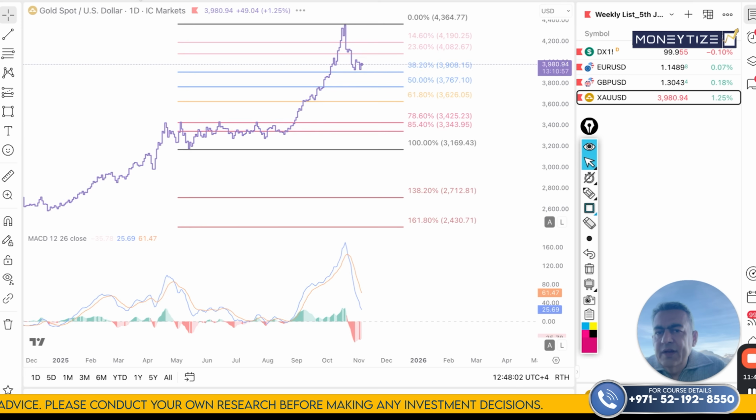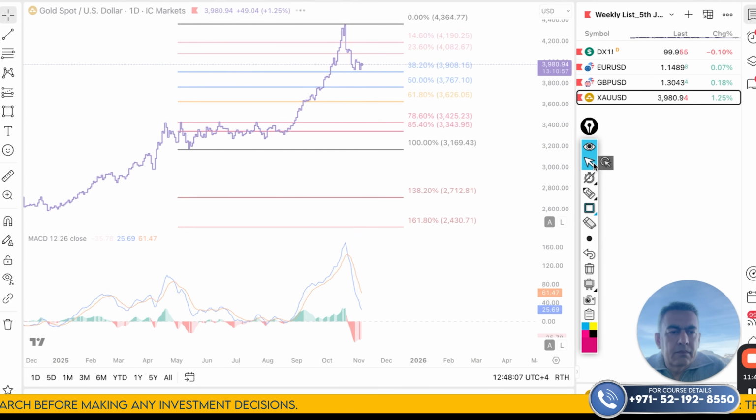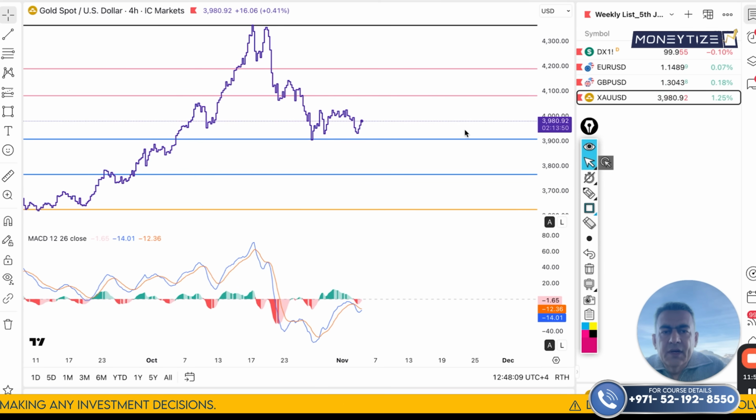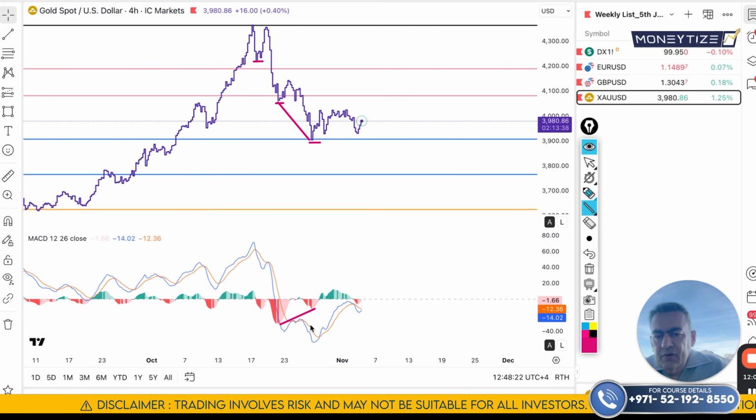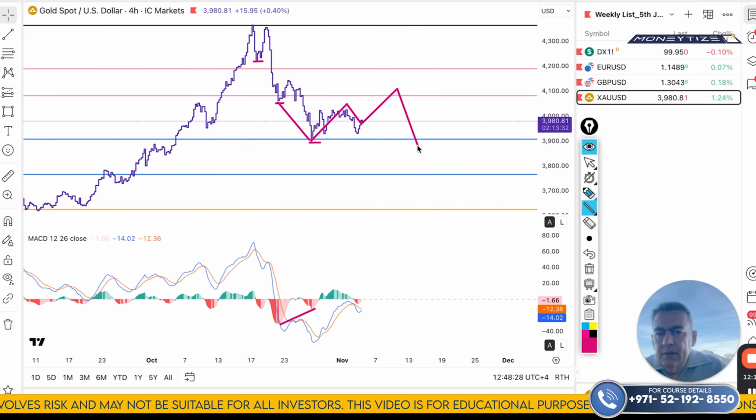I'm switching to 4H. Now on the 4-hourly frame, I could see that sellers are exhausted. So we have first low, second low and third low. There is bullish divergence between second and third low on MACD histogram, but not on MACD lines, which means from here we can expect a short-term pullback and then the next leg downwards.